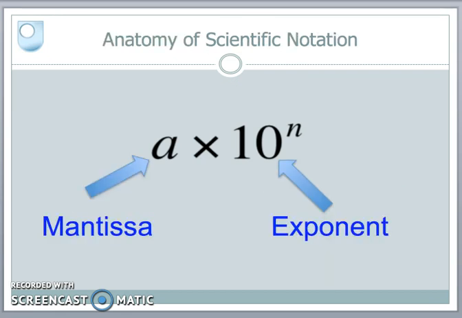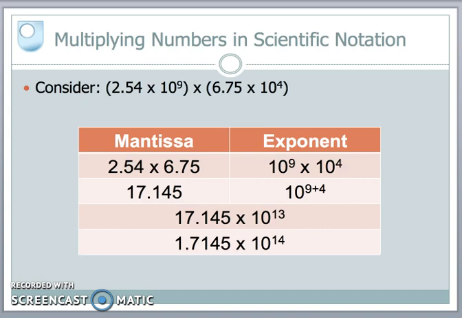Again, let's have a look at the anatomy of a number in scientific notation. The A, we give it a nice name called the mantissa, whereas 10 to the power of n, we call that the exponent part of the number. So a number in scientific notation is made up of two parts, the mantissa and the exponent. And when we do our arithmetic, we can look at doing two types of calculations, one on the mantissa and one on the exponent.